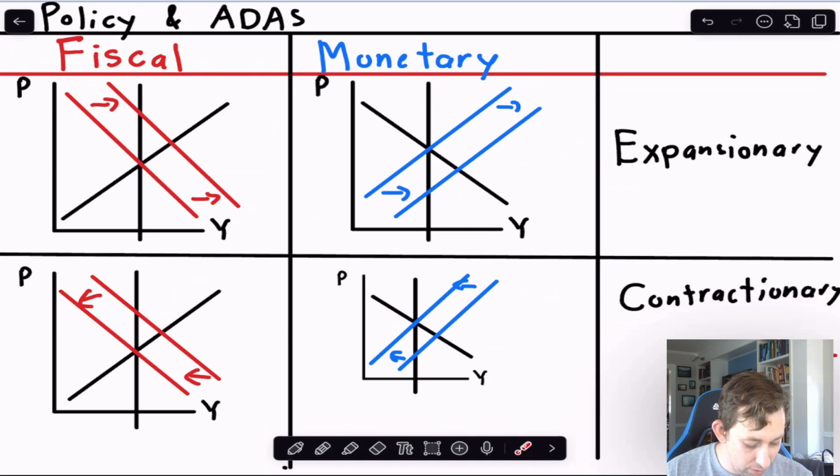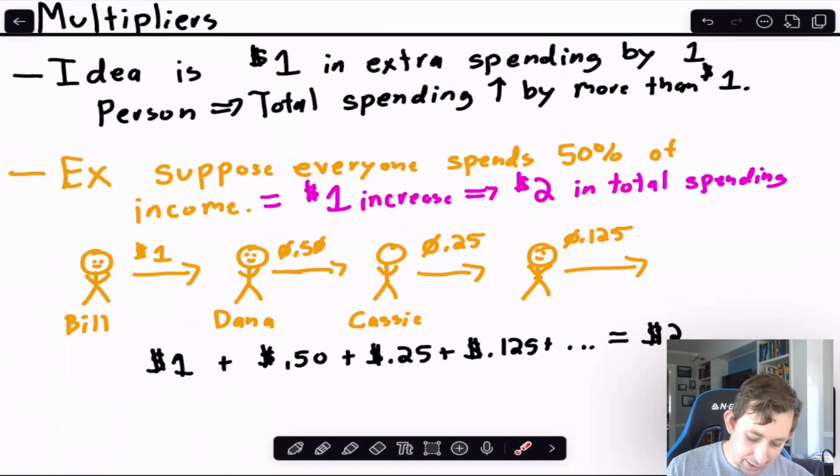Conversely, contractionary policy, we've just been moving the same graph back, and so I've shown that here as well. If you got questions on this specifically, feel free to put this in the comment section below, but hopefully this makes the ADAS curve make a little more sense. The last thing we need to talk about for this unit is multipliers.